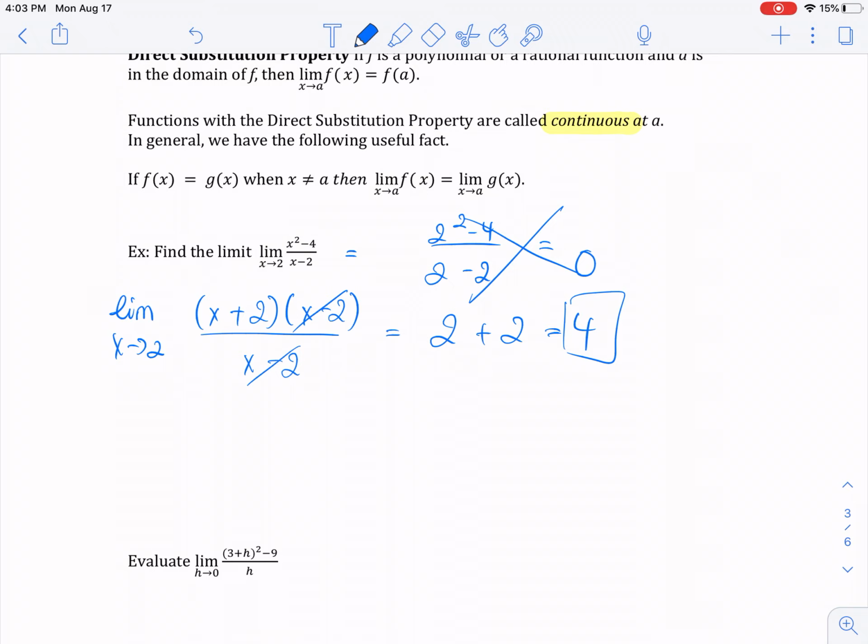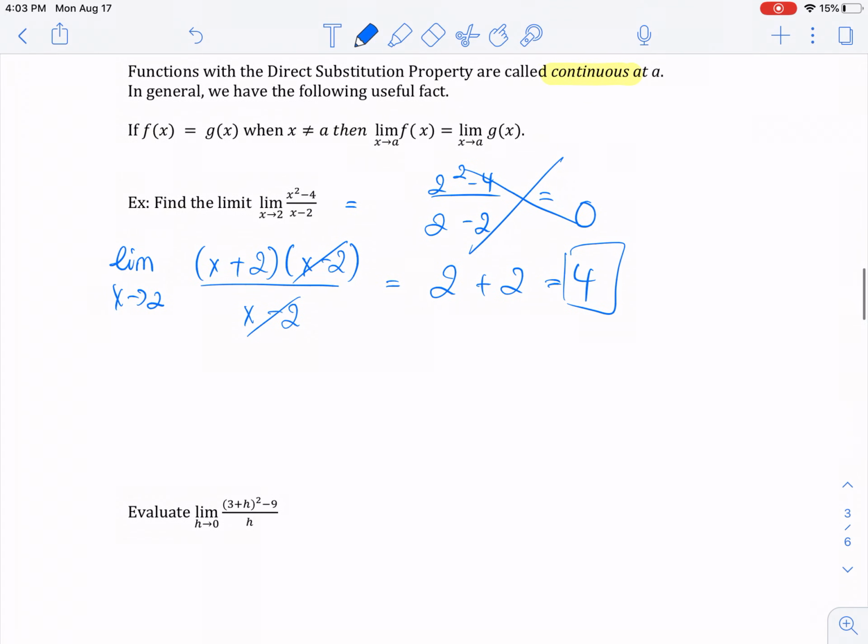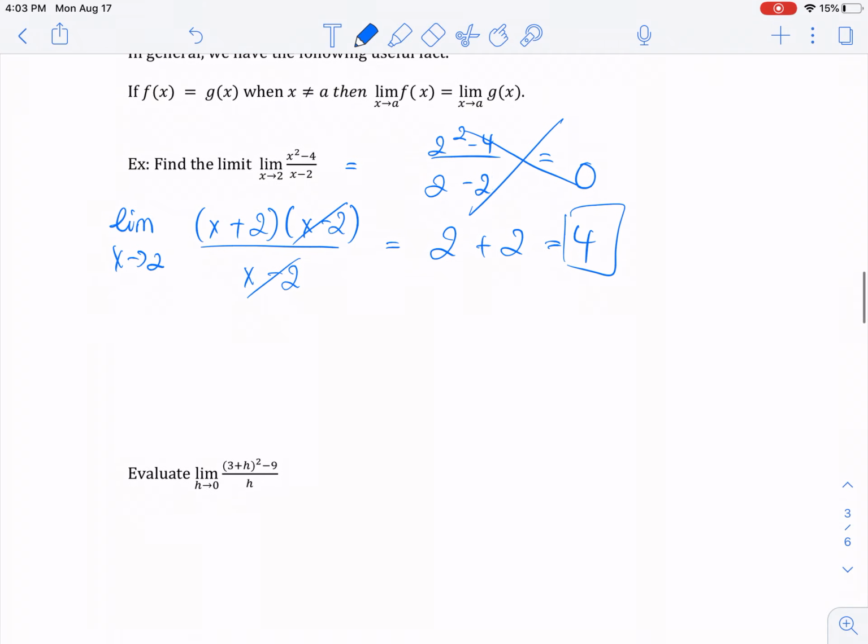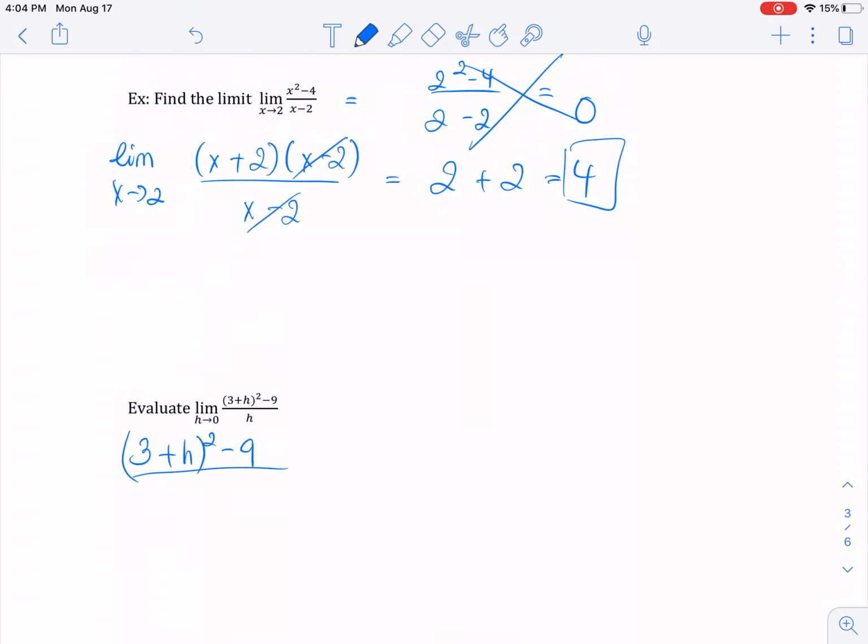Okay, so just like the previous problem, if I directly substitute 0 in for h, I'm going to get 0 on the bottom. Okay, therefore we can't do that. So what do we need to do first? You see we have 3 plus h squared. You're going to have to FOIL. So before we take the limit, let's just FOIL first. So I have to simplify this function first.